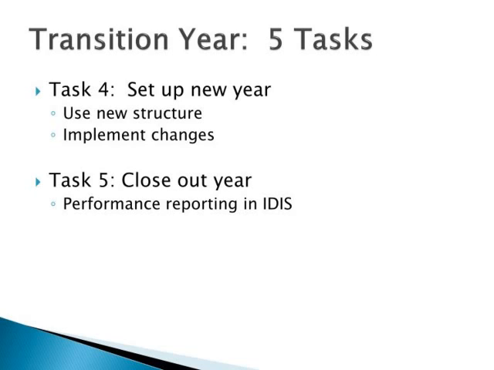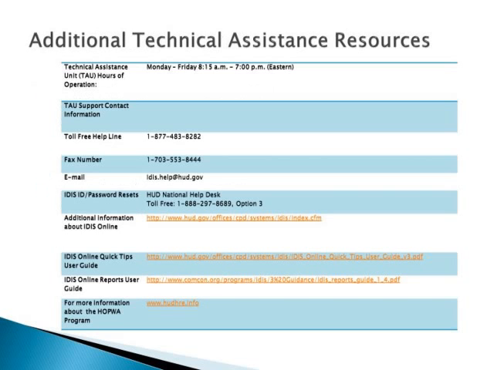This concludes the informational portion of this webinar. This page is provided simply to list additional technical assistance resources available for you. This page also appears in your manual. The Technical Assistance Unit, or TAU, will act as your general help desk. If you find a glitch in the system, you will report it to the TAU. If you are not sure how to do something in IDIS, you can also contact the TAU. You will see a separate number to call if you need to reset your IDIS password. And finally, at the bottom of the screen, you will see additional manuals on IDIS that you can download, including the MicroStrategy manual I mentioned earlier.